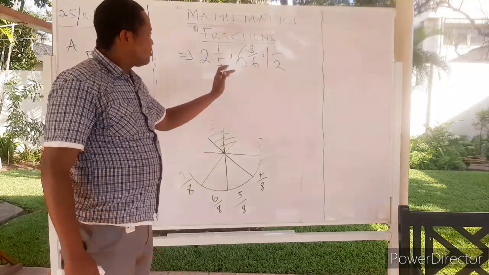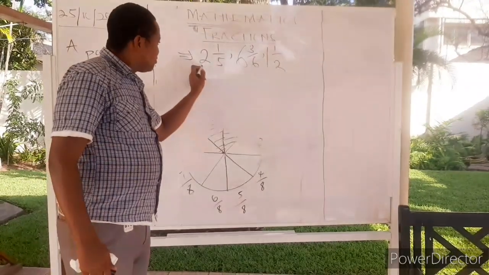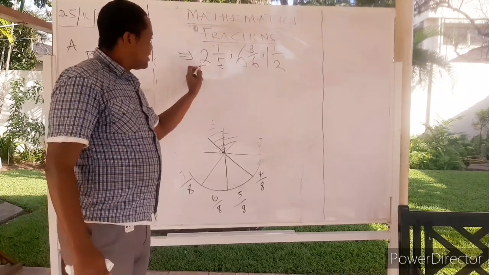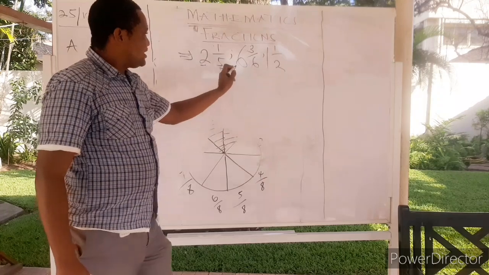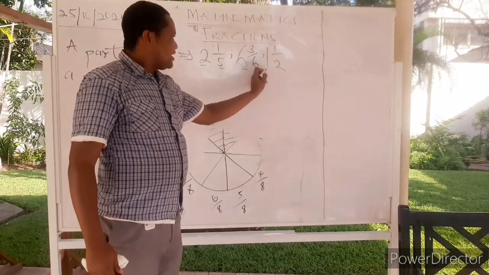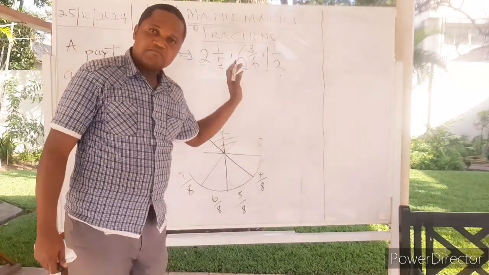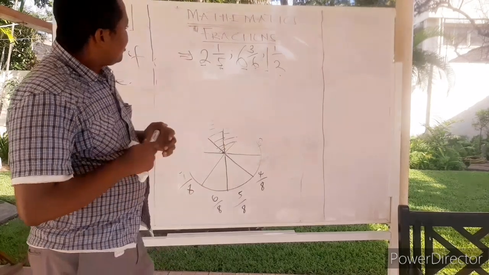These are examples of mixed fractions because they have both whole numbers and a fraction. So here, this is the whole number 2, and here is the fraction. Here too, this is the whole number 6, and here is the fraction. Here is the whole number 1, and here is the fraction. So we call these mixed fractions.